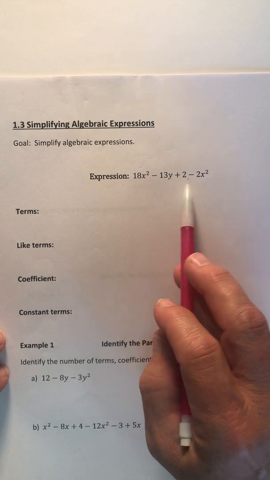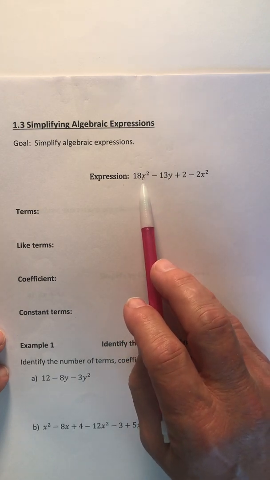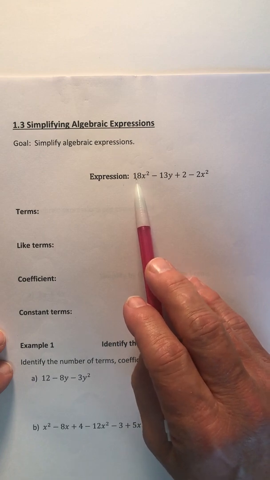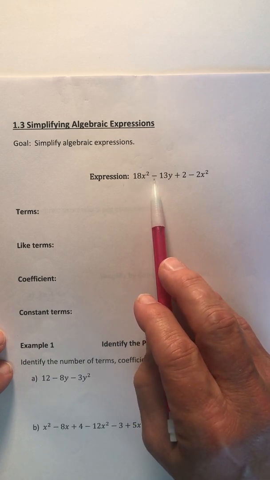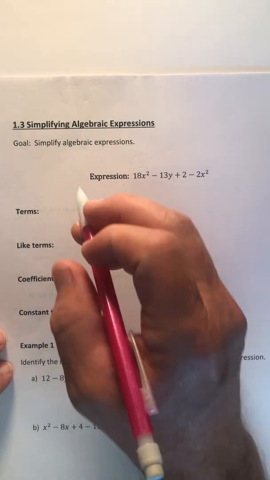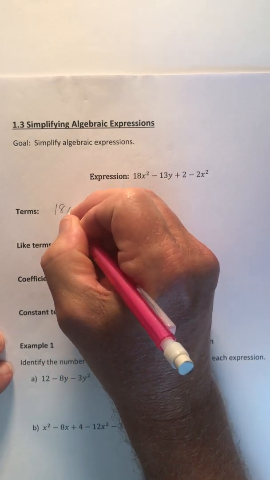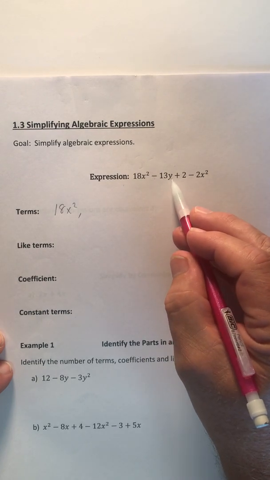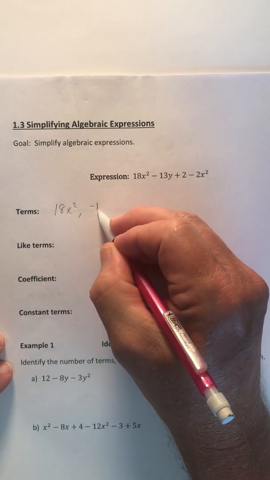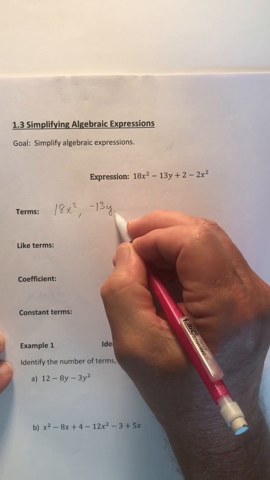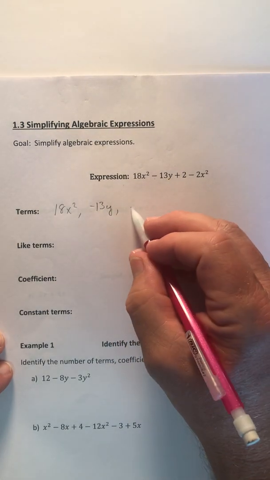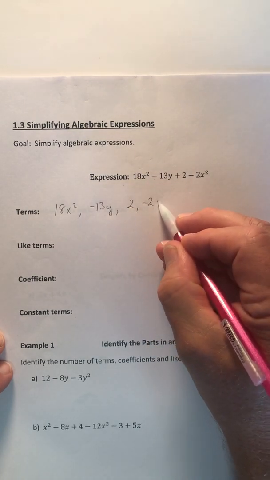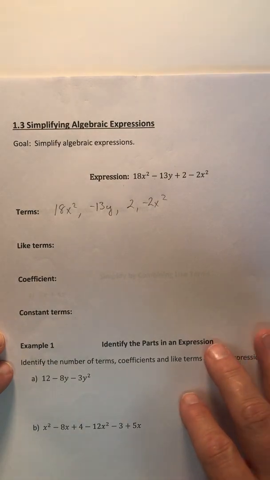Your terms, if we look at this, the terms are separated by signs, is how you can figure out what the term is. So whenever you come to a sign, that starts a new term. So our first term is 18x squared. Our next term will be a negative 13y, because again, whatever sign is in front of it stays with that term. And then a positive 2. And then a negative 2x squared. All right? So those are our terms.